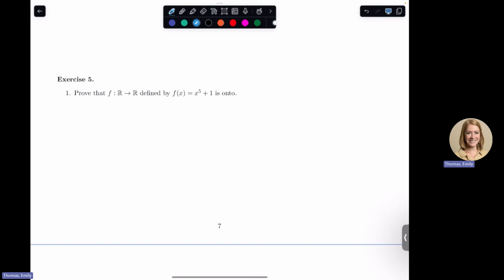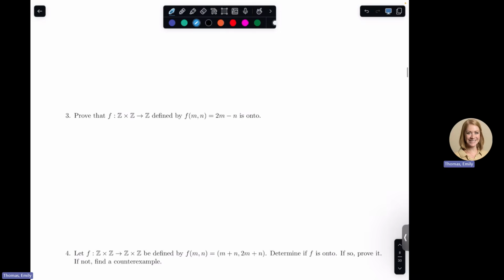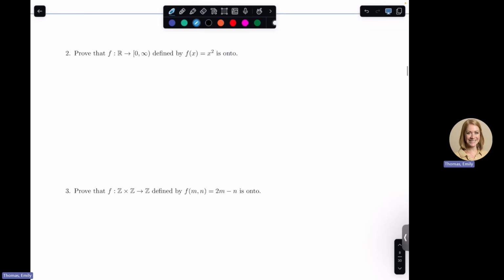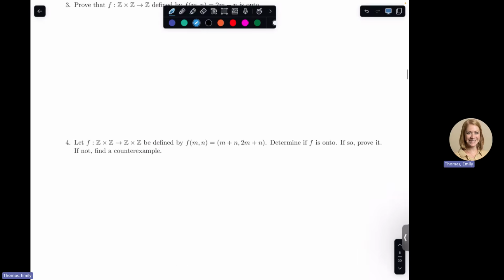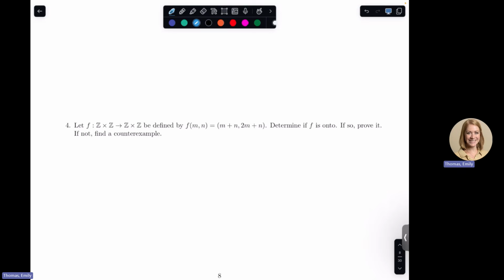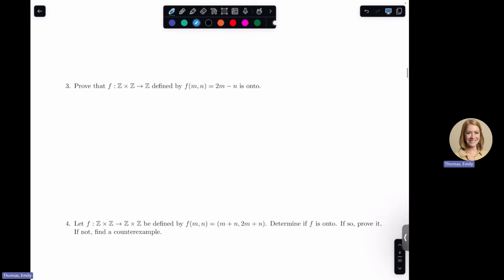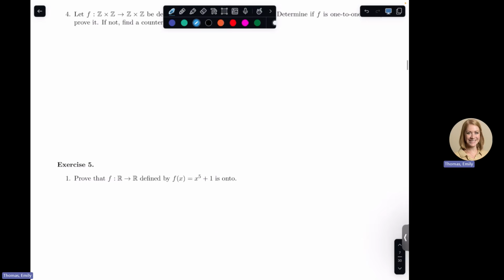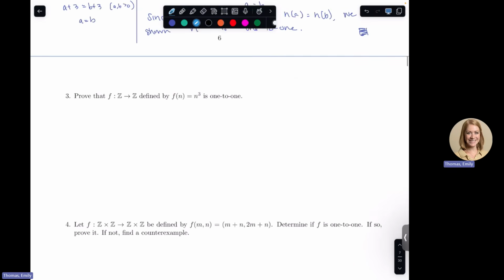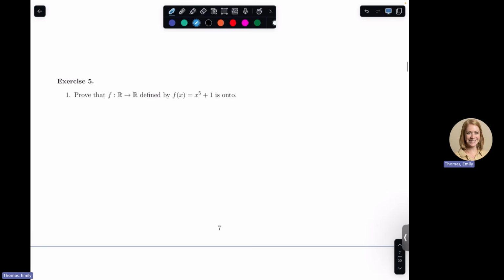Okay, f from R to R defined by f of x equals x to the fifth plus 1 is onto. Should we skip this one since it's on your homework? Dang it, that one's on your homework too. Y'all, I must have really been out of it. Well, at least your homework will be easy to grade. No, I mean, look at it after you write your proof, make sure you did a good job. That would be smart. Let's just go with that.